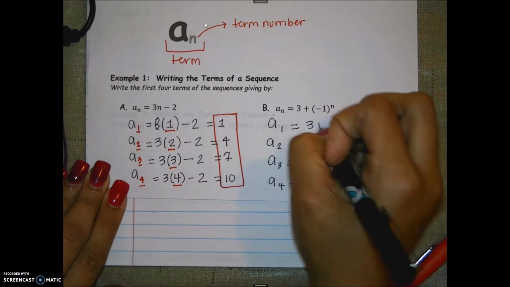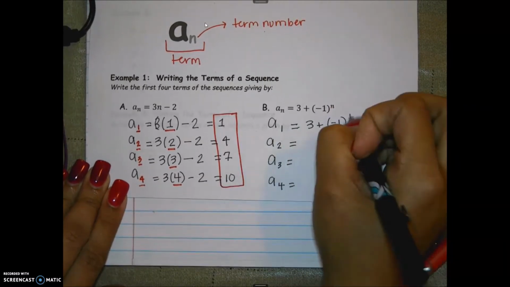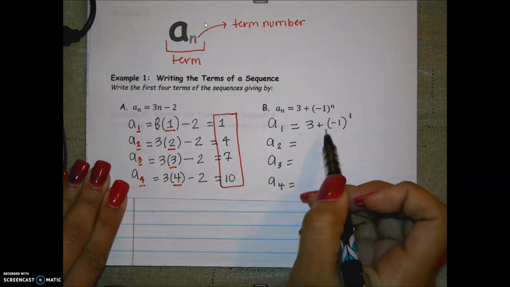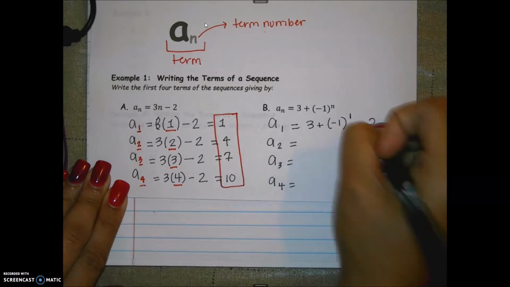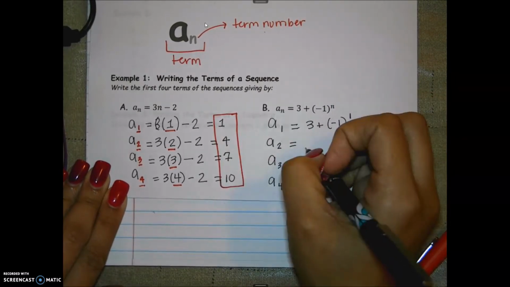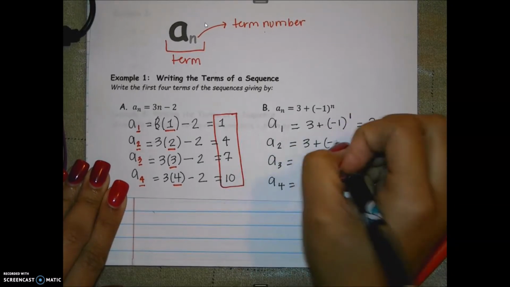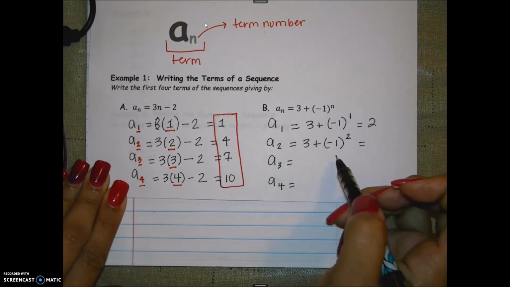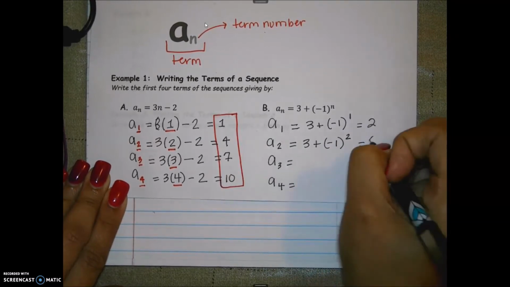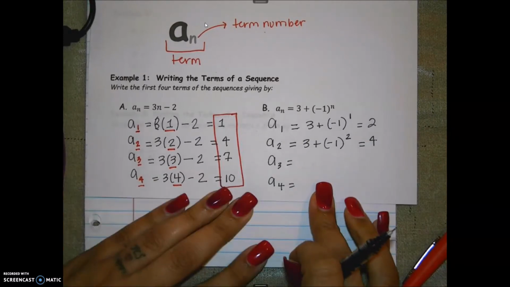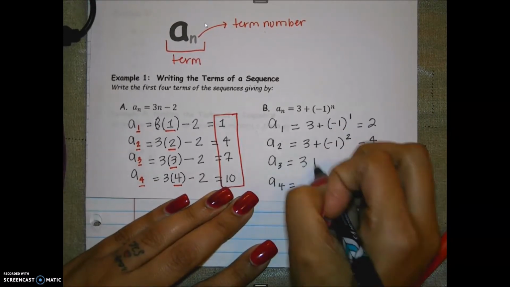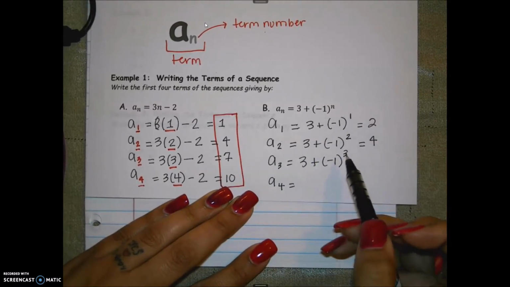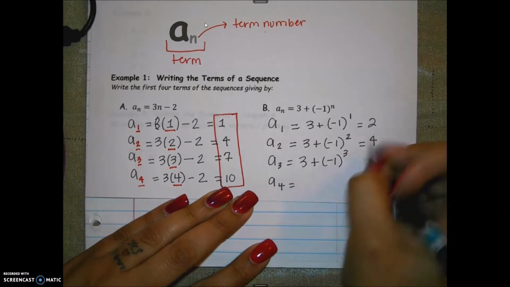So first we have to do 3 plus negative 1 raised to the first power. Negative 1 raised to the first power is still negative 1, and 3 plus negative 1 is 2. A sub 2, or the second term in the sequence, 3 plus negative 1 raised to the second power. Negative 1 raised to the second power is positive 1, and 3 plus positive 1 is 4. Third term in the sequence, 3 plus negative 1 raised to the third power. Negative 1 raised to the third power is negative 1, and 3 plus negative 1 is 2.